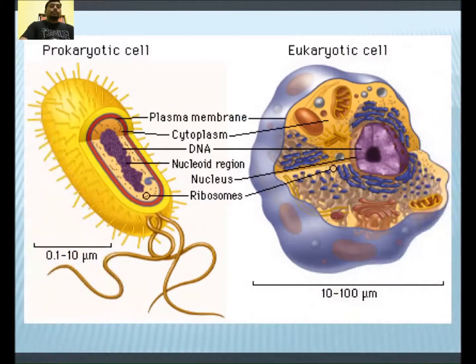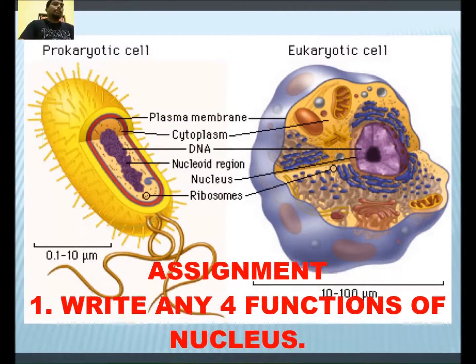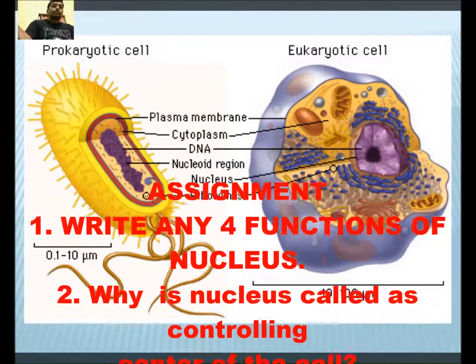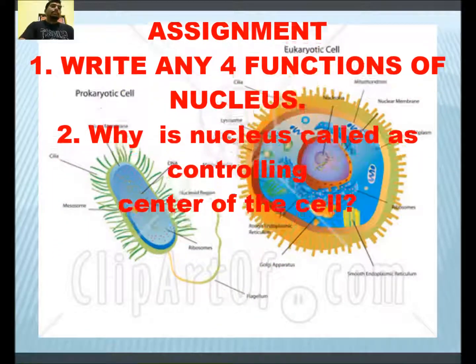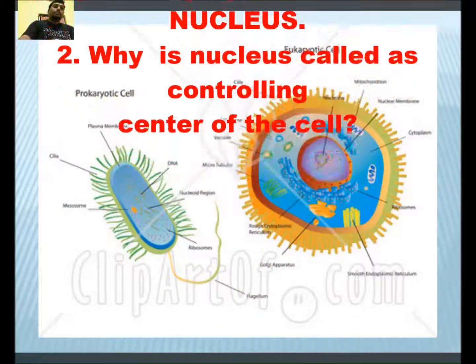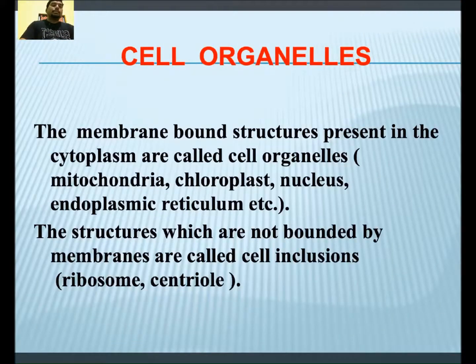Here we can see the pictures of prokaryotic cells and eukaryotic cells. Prokaryotic cells, these are bacterial cells, and eukaryotic, here you can see animal cells. In this picture also prokaryotic, bacterial cells and other cells. Thank you. And later on we will learn about the cell organelles and their functions in the next class.